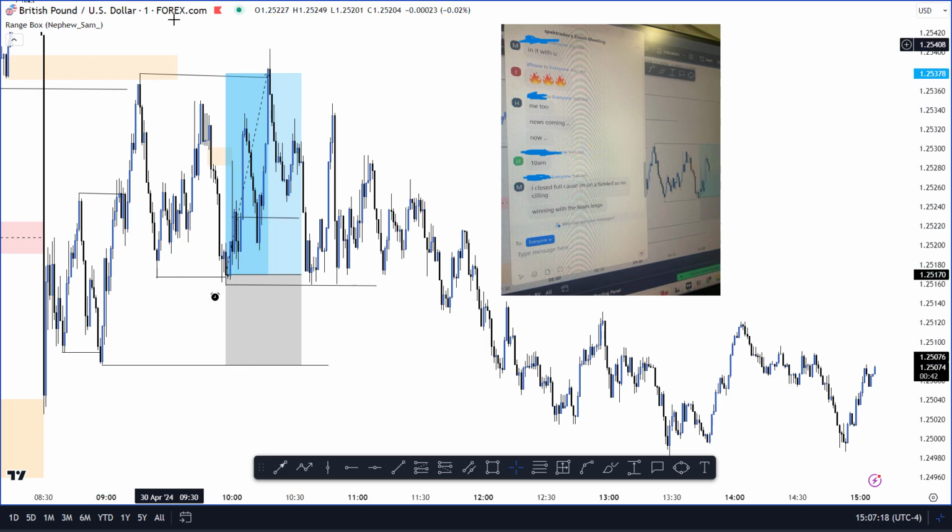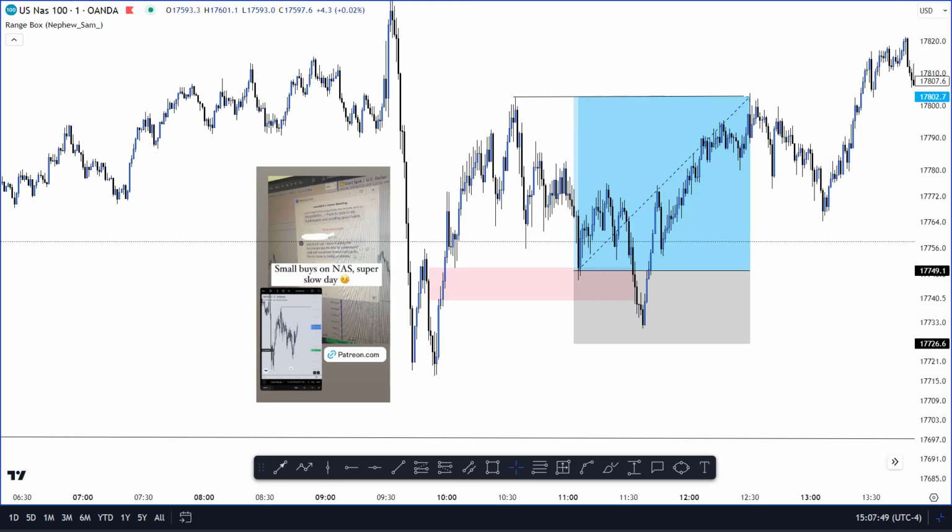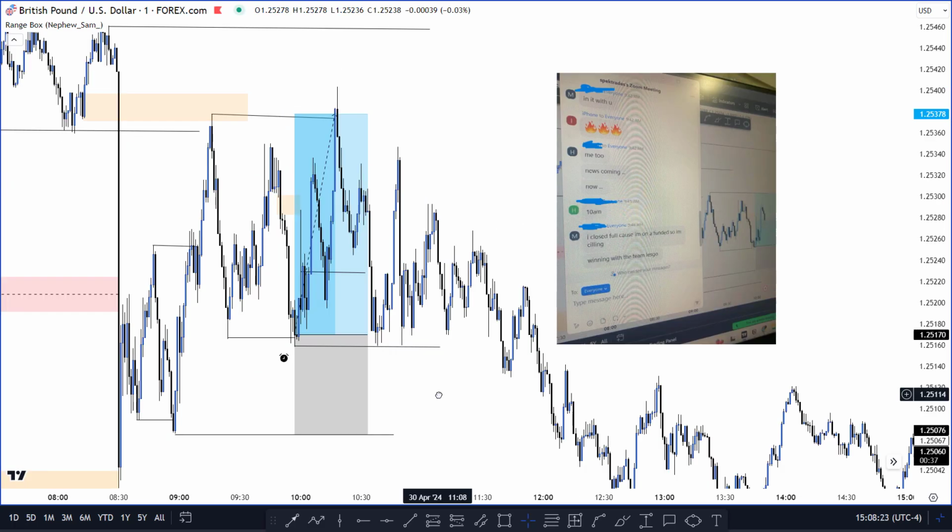I'll be going over exactly how me and the team caught this GBP/USD trade and this NAS 100 trade during the live trading on the Patreon from 9 a.m. to 11 a.m. Eastern Standard Time.